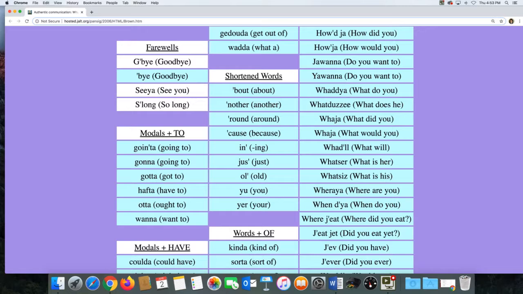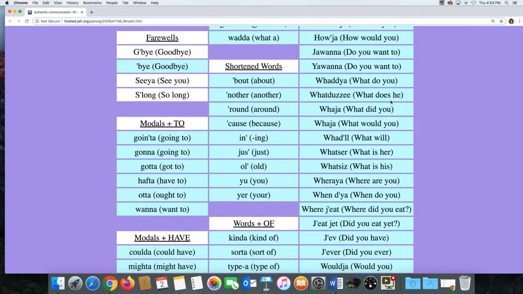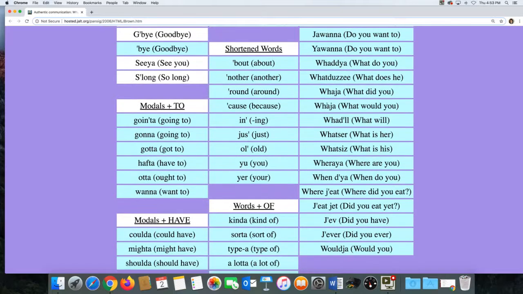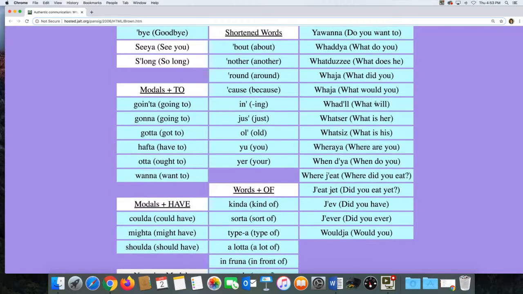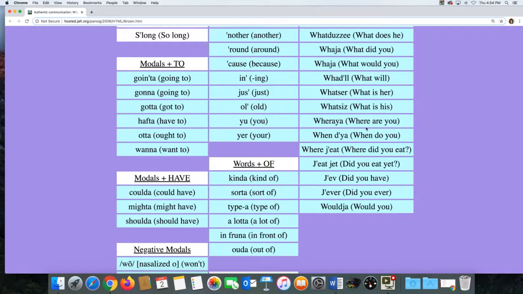What do you becomes whaddaya. What does he? What is he? What did you? What'd ya? And that also is the same for what would you? What would ya? Same thing. Sometimes, what will? What'll you do? Instead of what will you do? What is her? We saw this one before. What's her? What's her name? What is his? What's his? Where are you? Where are you? And when do you? When'd you?